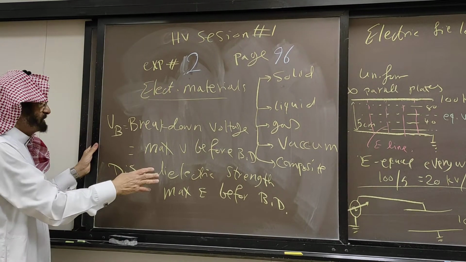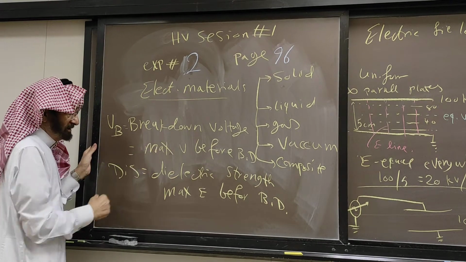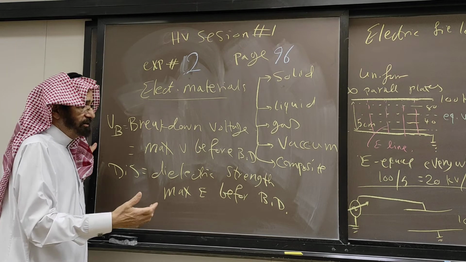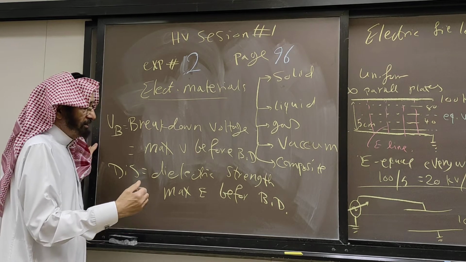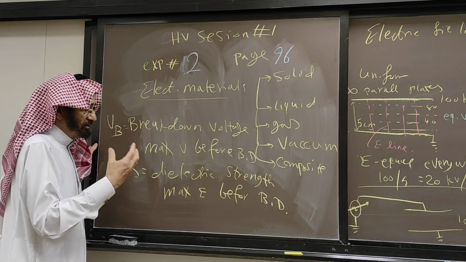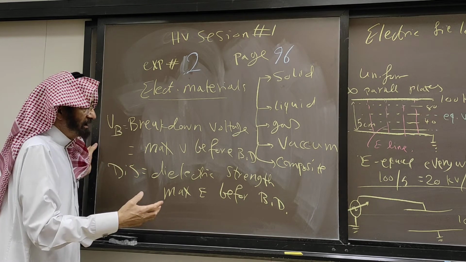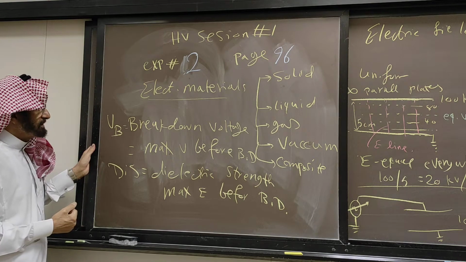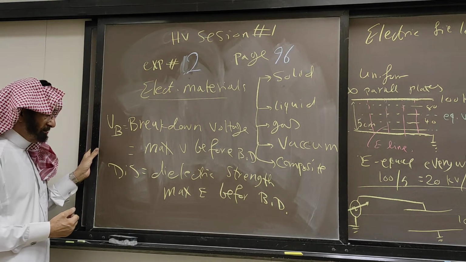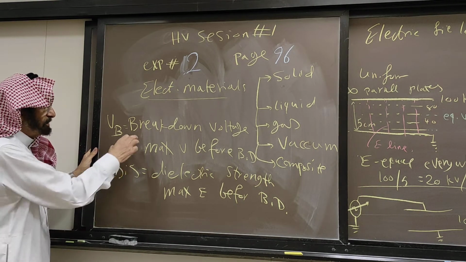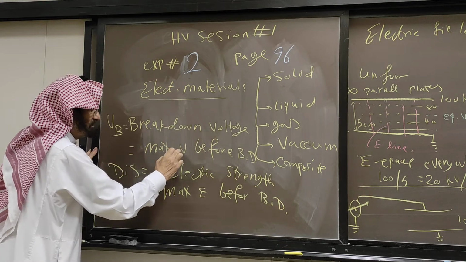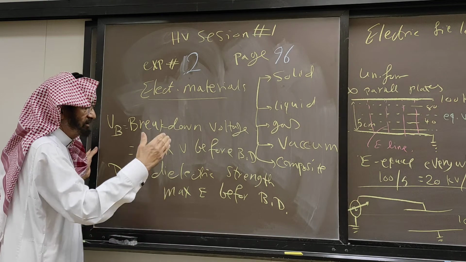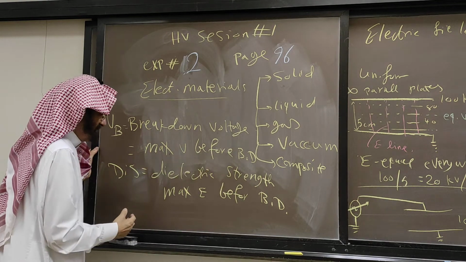In high voltage, we have breakdown voltage. High voltage engineering is mainly insulation engineering, because it deals with the problems associated with the breakdown of insulation. So what is breakdown voltage? It's the maximum voltage before a breakdown. You are raising the voltage, and at one moment it will break down, so they call it breakdown.